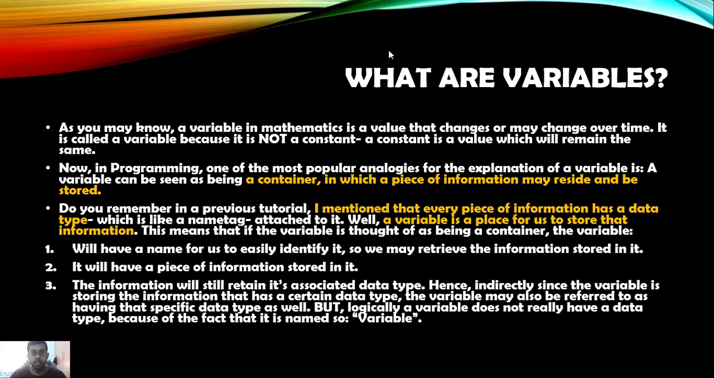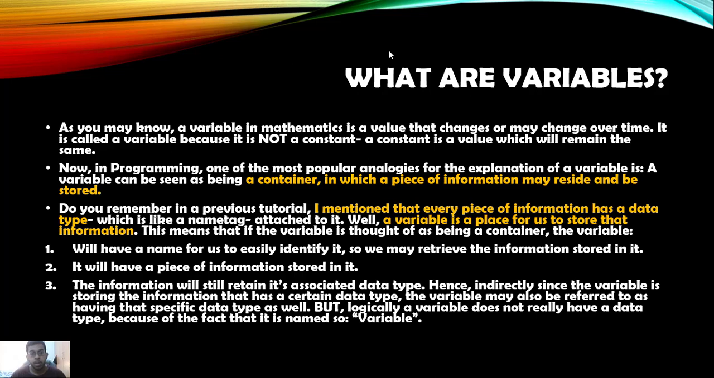What are variables? As you may know, a variable in mathematics is a value that changes or may change over time. It is called a variable because it is not a constant. A constant is a value which will remain the same.